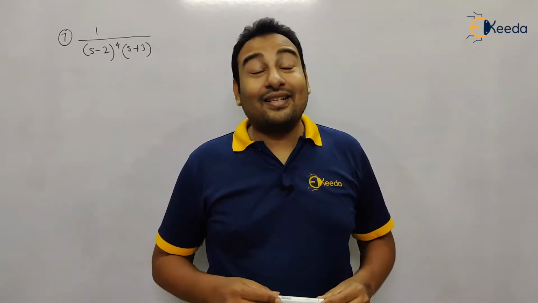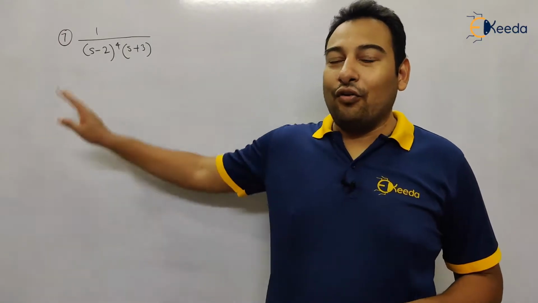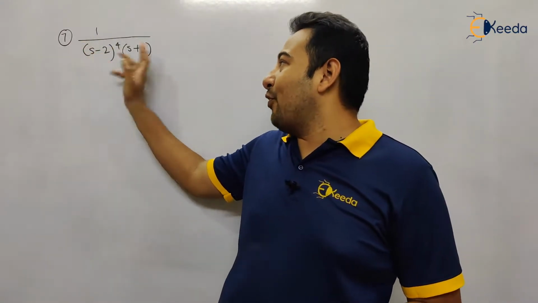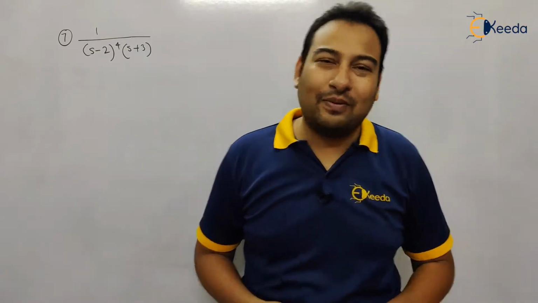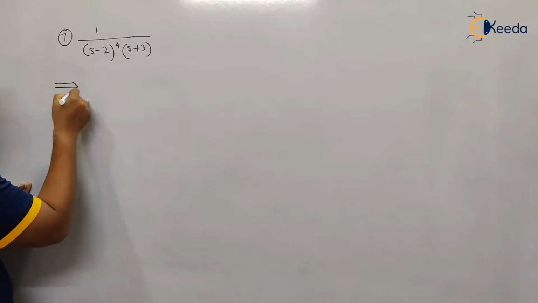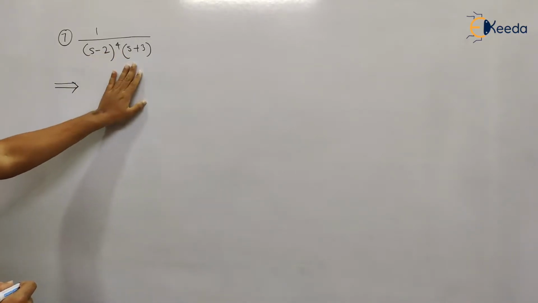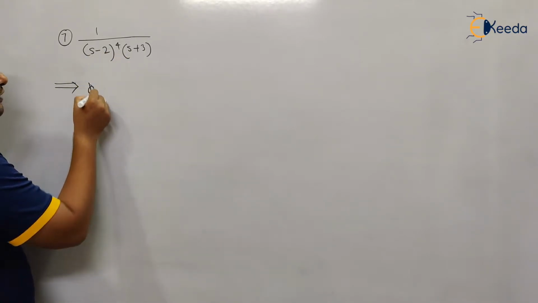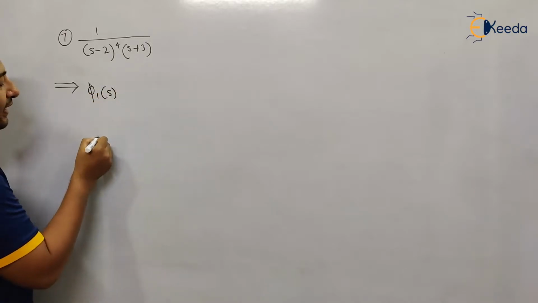Welcome back friends. Let us discuss the 7th example of convolution theorem, that is 1 upon (s minus 2) raised to 4 into (s plus 3). Again the logic will be the same. We need to divide this into two parts, let's say phi 1(s) and phi 2(s).